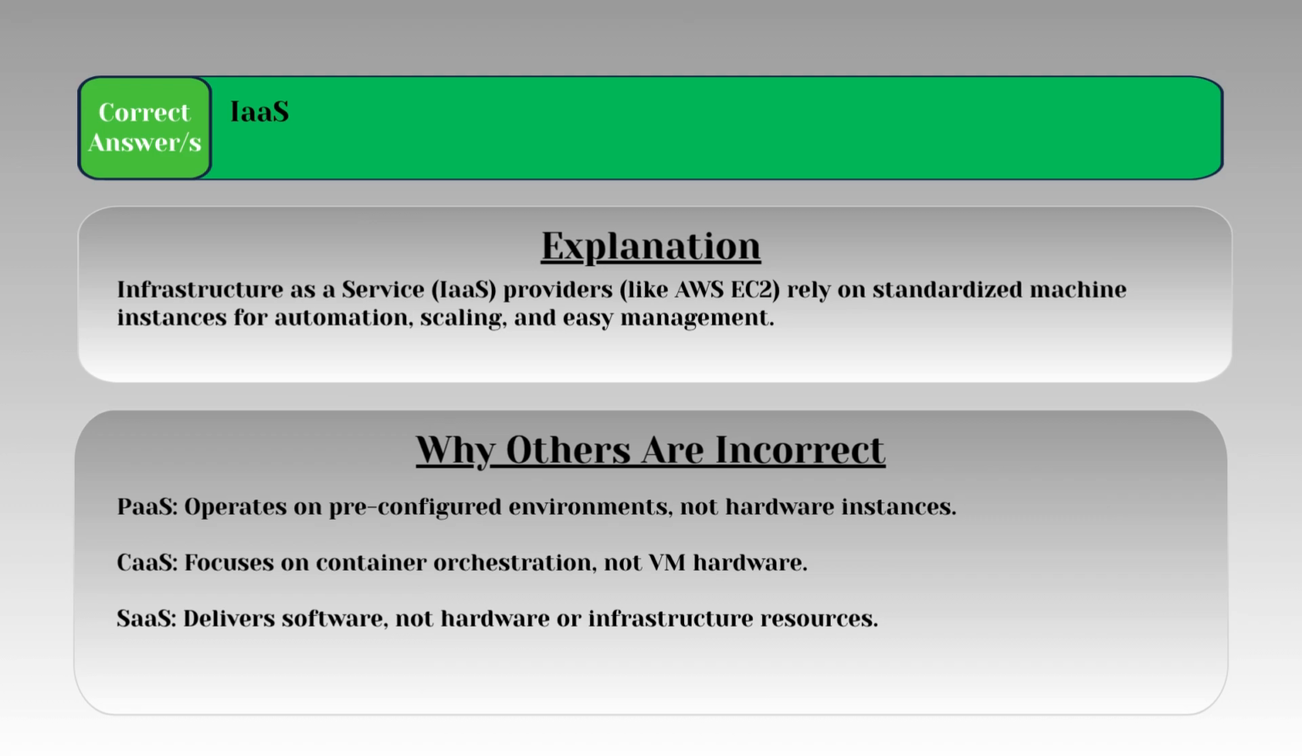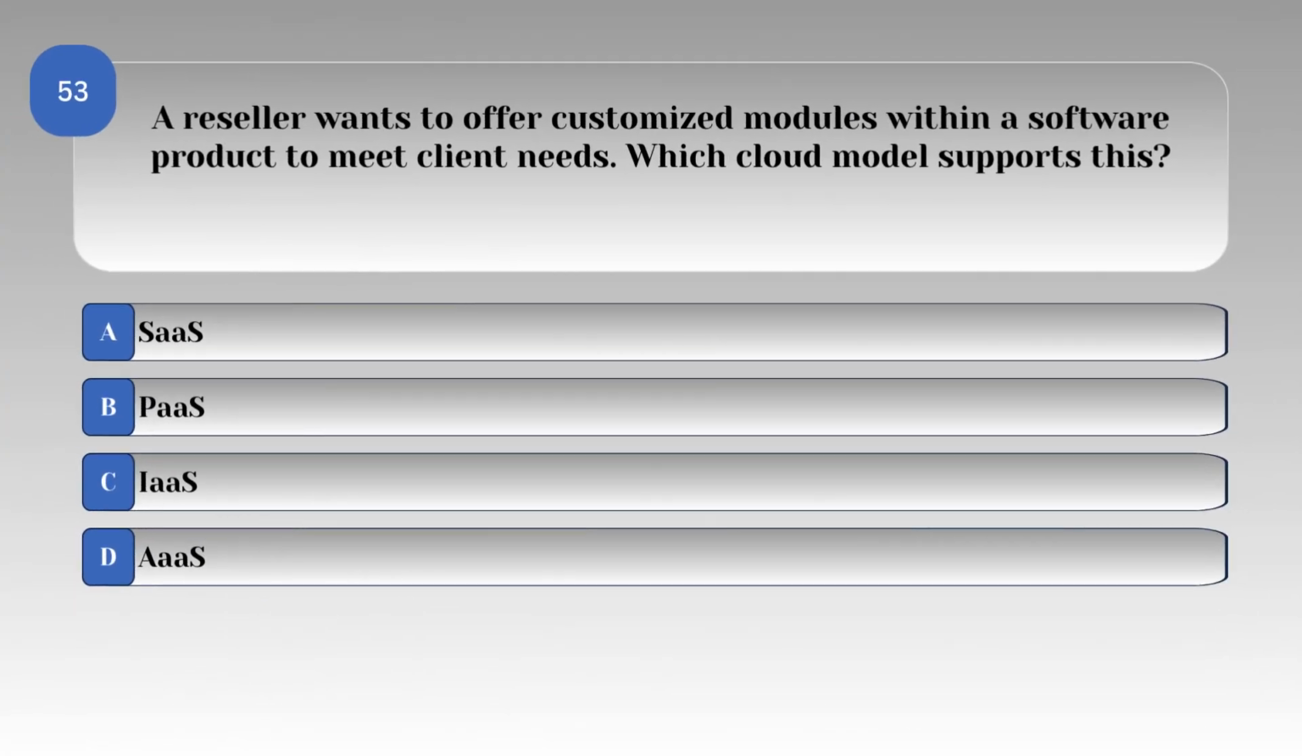CaaS focuses on container orchestration, not VM hardware. SaaS delivers software, not hardware or infrastructure resources. A reseller wants to offer customized modules within a software product to meet client needs. Which cloud model supports this?